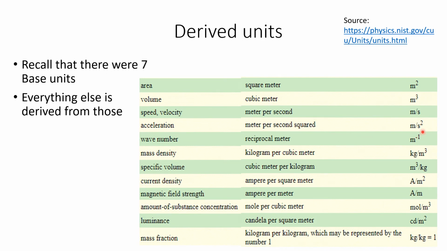Remember what the negative means? It just puts it in the denominator. So this is the same thing as, let me change that to a pen, I'll write it. This is the same thing as writing 1 over meters.